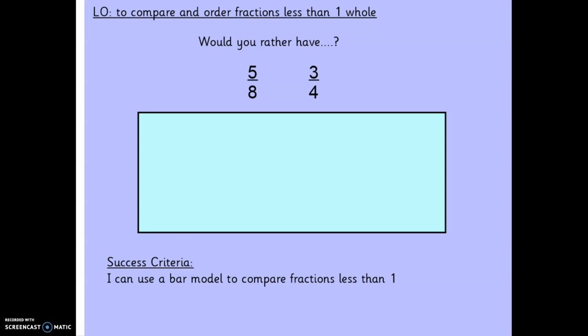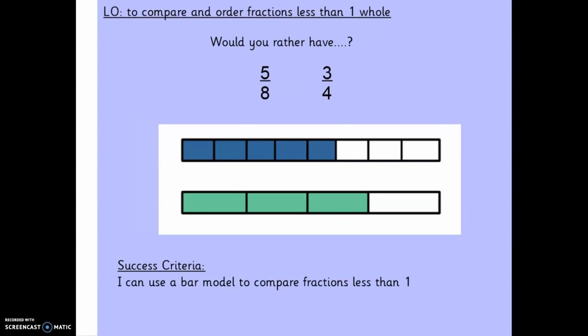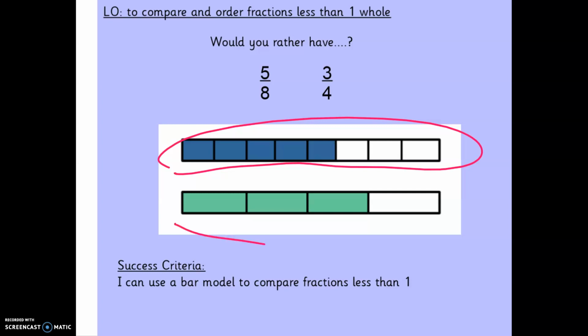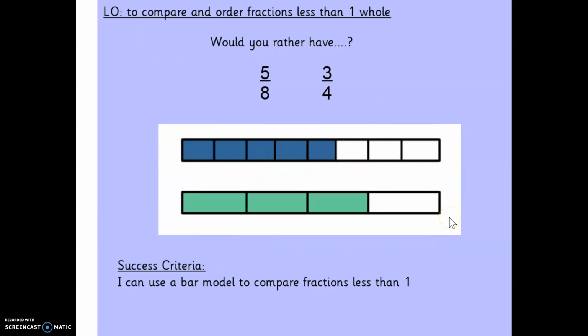So, as you can see on the board, I've got another would you rather have question. So this time it is would you rather have 5/8 or 3/4? Now, what I'm going to do is I'm going to draw the bars. So I've got my bar here, which has been split into 8, and I've coloured 5 chunks of it because I've got 5/8. And then I've got my bar here, which is the exact same length, has been cut into 4 equal parts, and 3 of them have been coloured in to help me try and compare the fractions.